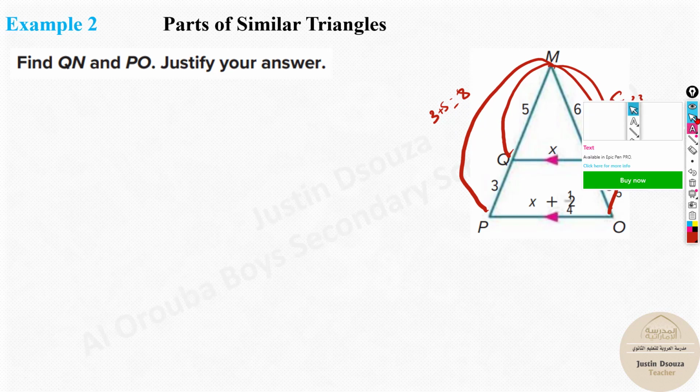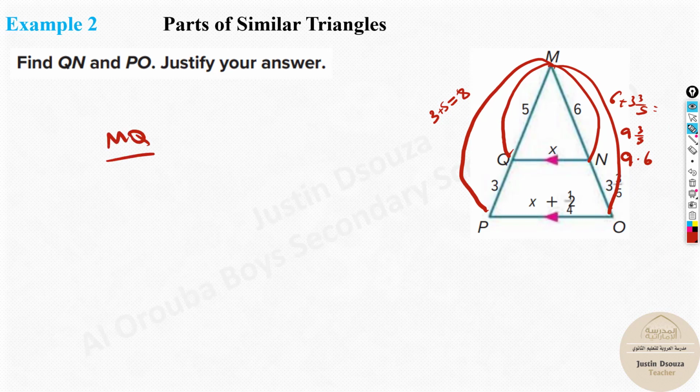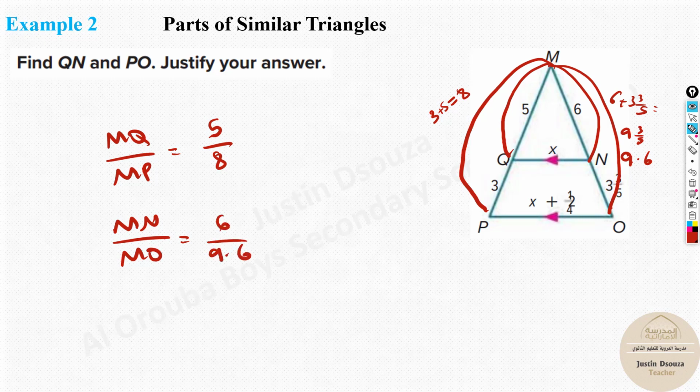Equal to, okay, this is supposed to be equal to, I'll just point it out, this. Now what we do is we'll write proportionality. MQ divided by MP is equal to 5 divided by 8. And what about the other thing? It is MN divided by MO, that is equal to 6 divided by 9.6.